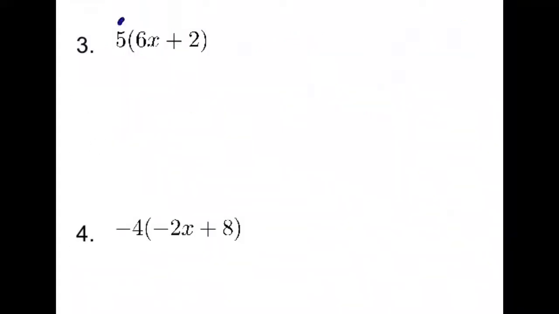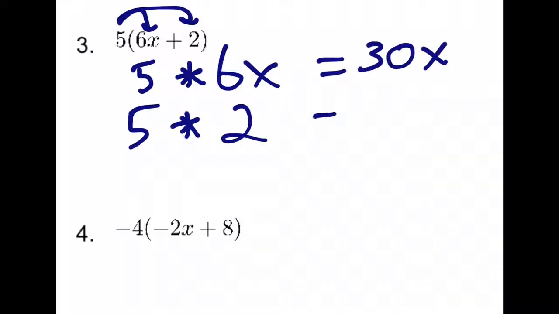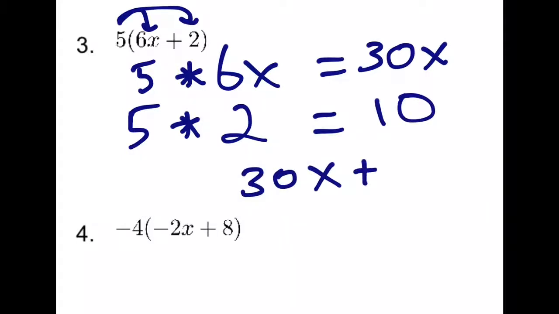Number 3, when there's a number outside of parentheses like this, that means I'm supposed to multiply it by each term inside of the parentheses. So 5 multiplied by 6x, and 5 multiplied by 2. This top part gives me 30x, and the bottom part gives me 10. It's typically written like this, 30x plus 10.